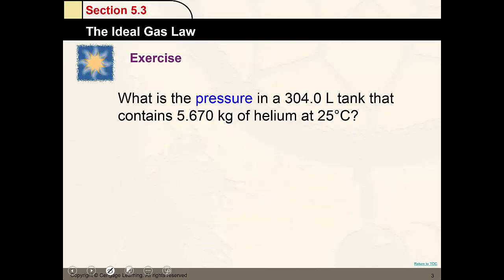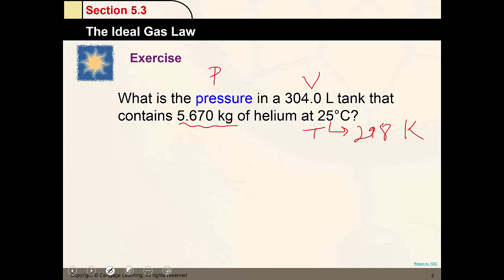And now we want to know what's the pressure in a 304.0 liter tank. So that's volume that contains 5.670 kilograms of helium at 25 degrees Celsius. And once we see that degrees Celsius, we know we have to convert to Kelvin by adding 273, so we get 298 Kelvin. So here, it's asking for pressure, and our other variable is mass instead of moles. Right? But we know we can easily get from mass to moles by dividing by the molar mass.